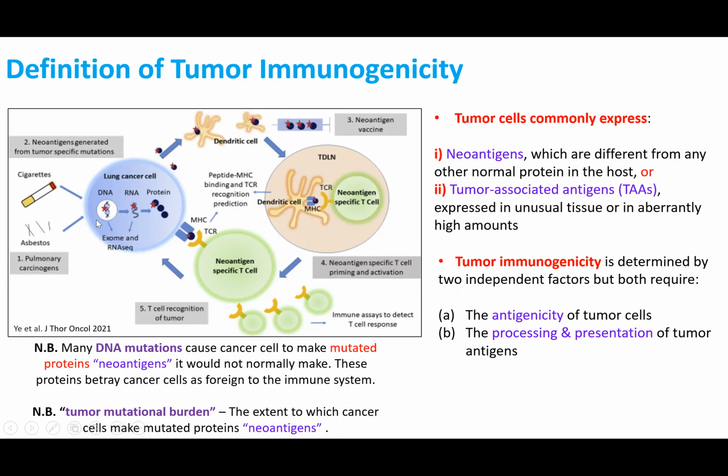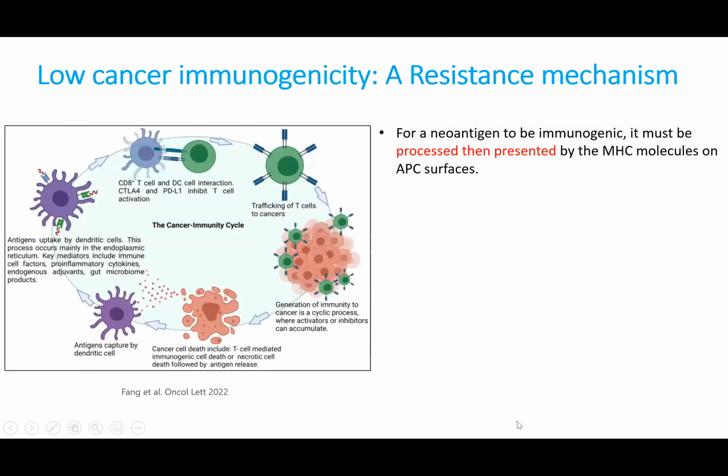So here, after formation of the mutated protein, it will be expressed by the dendritic cell on the major histocompatibility complex, and the dendritic cells will migrate to the tumor-draining lymph node for priming of the T cells. Then T cells will infiltrate the tumor, recognize this neoantigen-expressing cancer cell and attack this cancer cell, leading to its elimination. So a tumor with high tumor mutational burden should respond well to immunotherapy.